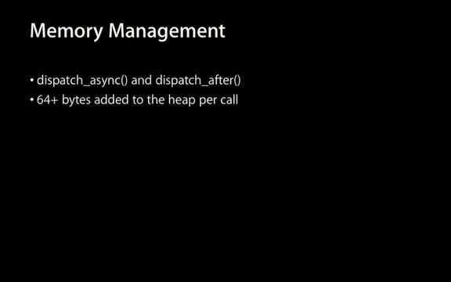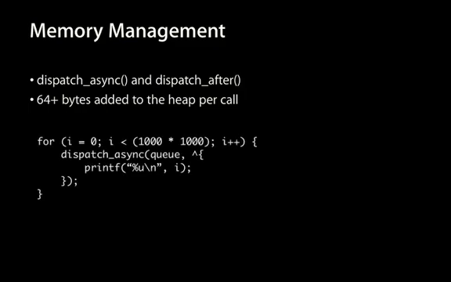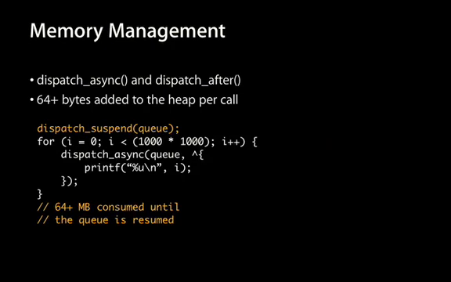Dispatch async and dispatch after are asynchronous. They need a little bit of a tracking data structure to make that magic happen. It's going to be about 64 bytes or more, depending on the size of your block, in the heap per call. So let's say you had this for loop or some other iterative device, and you did a dispatch async and did some work. Well, if you happen to suspend that queue for the duration of that dispatch async and for loop combination, well, guess what? A lot of memory is now going to be sitting in the background with all these pending blocks waiting to be run. And it wouldn't be hard to make some mistakes and end up with lots of memory consumed just waiting to be run.